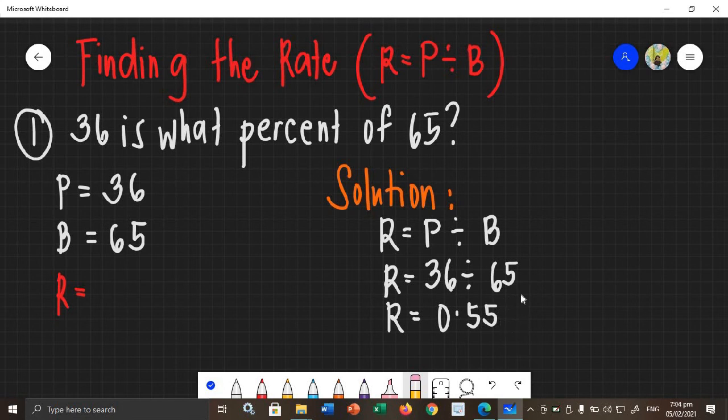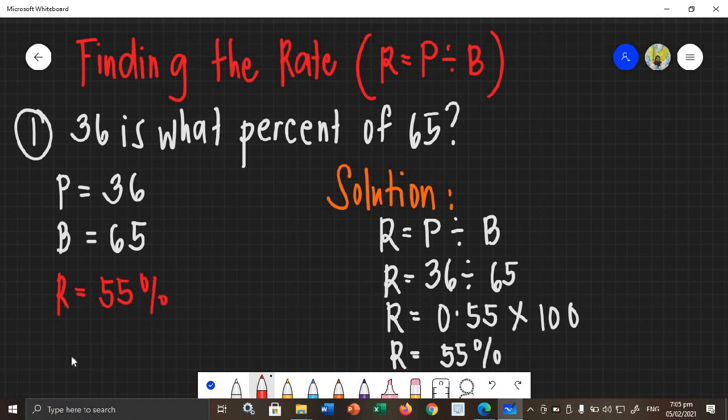0.55 na lang. And then, for you to make it in percent form, i-times nyo lang siya sa 100. So, R is equal to 55%. So, that will be your rate, 55%. So, that's it. That is how you find the value of the percentage, the base, and the rate.